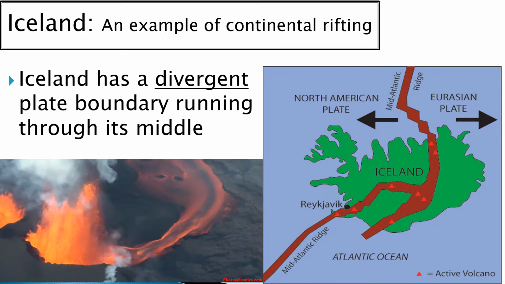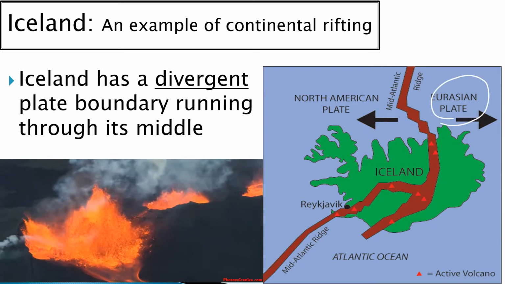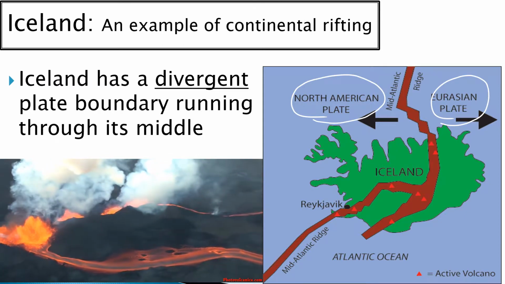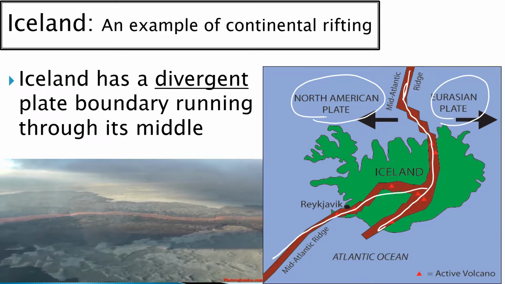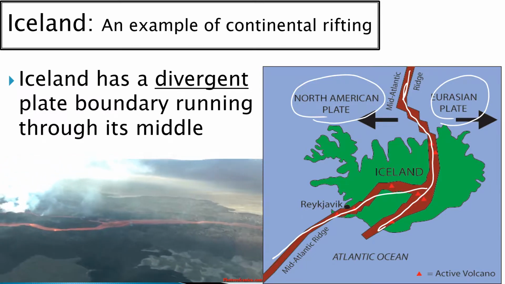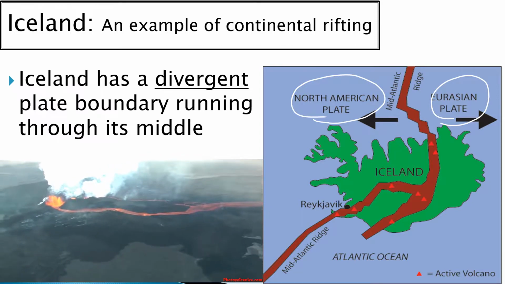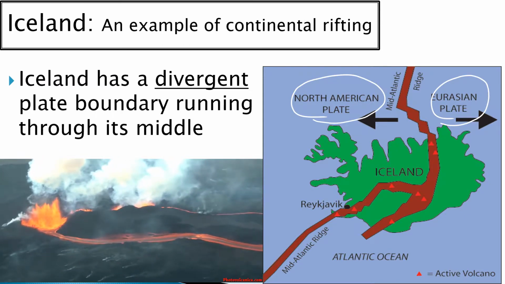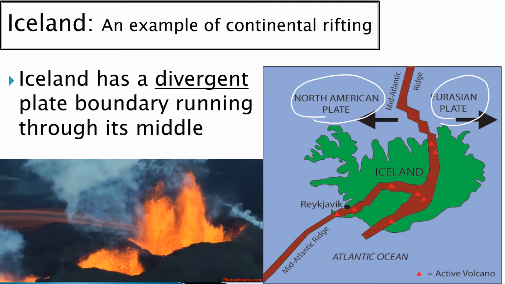As the North American and Eurasian plates are pulled apart, and you can see the Eurasian plate right here and the North American plate right there, volcanic activity is occurring along the cracks. And so with cracks and fissures, and we can see that in the video, just how much volcanic activity is occurring. So with many eruptions over time, the island grew out of the sea.